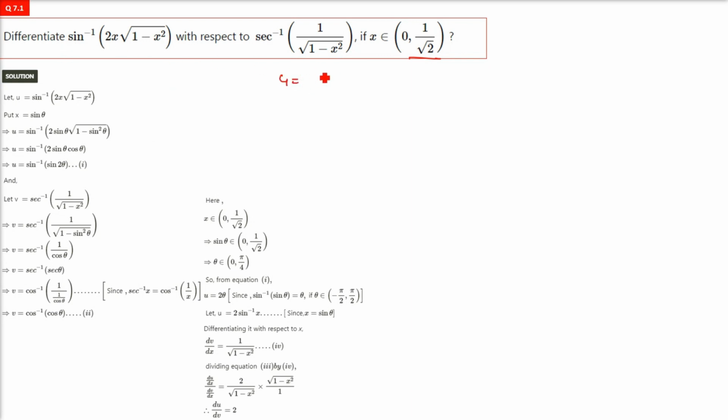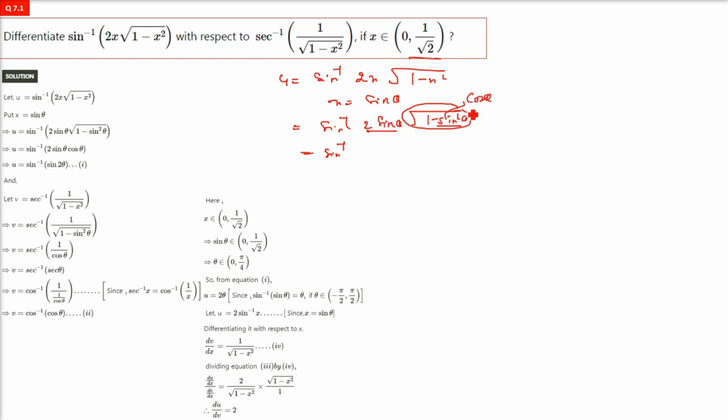So u is sine inverse 2x under root 1 minus x square in this case. So x is equal to sine theta here. So it will be sine inverse 2 sine theta, because x is sine theta, under root 1 minus sine square theta. 1 minus sine square theta is cos square theta. Under root cos square theta is cos theta. So you get 2 sine theta cos theta, and 2 sine theta cos theta is sine 2 theta.